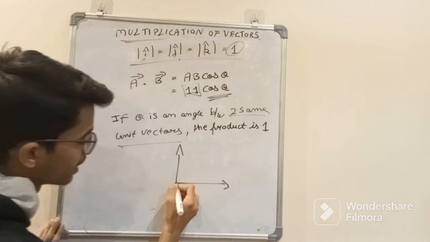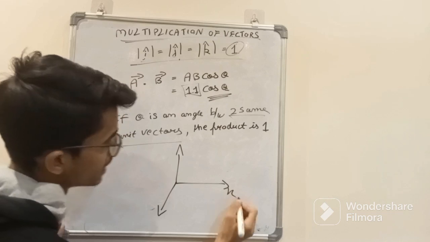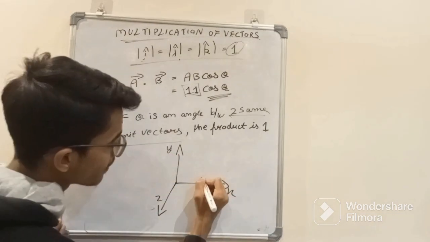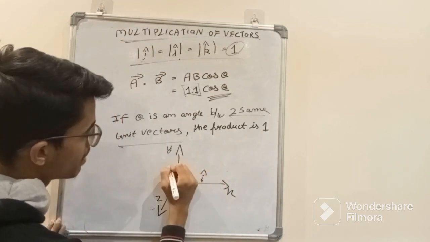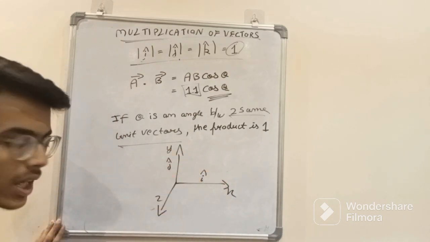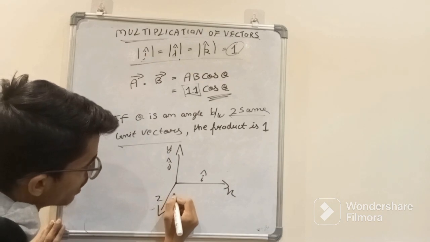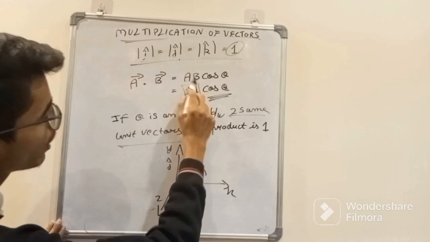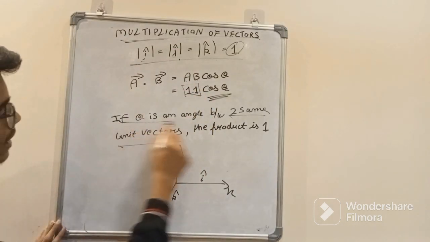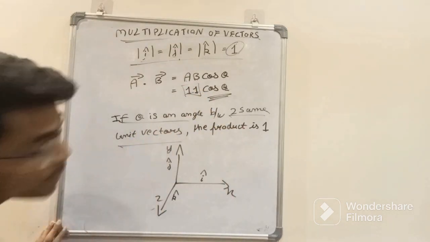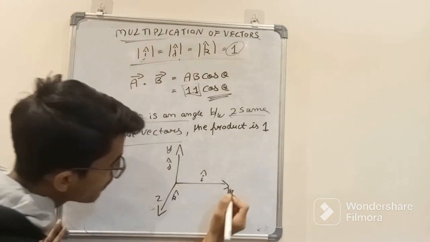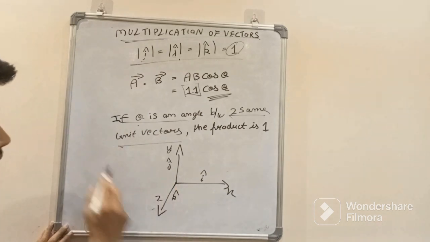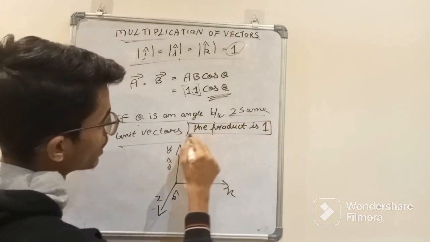अगर हमारे पास एक plane है, let's say we have the x-axis, y-axis, and the z-axis, and unit vector x-axis के along I cap, y-axis के along j cap, और z-axis के along k cap. So, अगर हमारा जो A और B है, if theta is an angle between two same unit vectors, अगर I वेक्टर और दूसरा भी I वेक्टर के बीच का एंगल थीटा है, that means the product is 1.